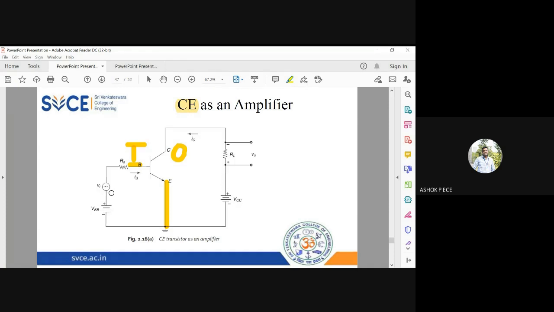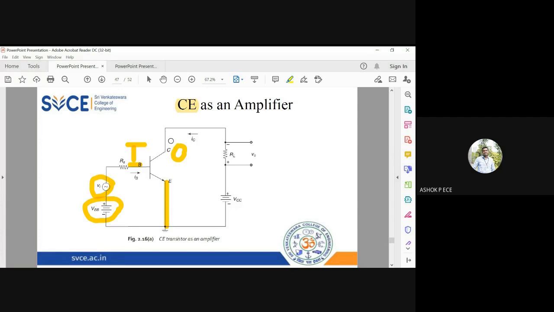Along with that, whatever signal you want to amplify, you can give, that is going to be your VI. VBB is your DC bias, for biasing your emitter base junction, and VI is the input signal. And any voltage source will have a resistance RS in series. So that is what is given, RS.